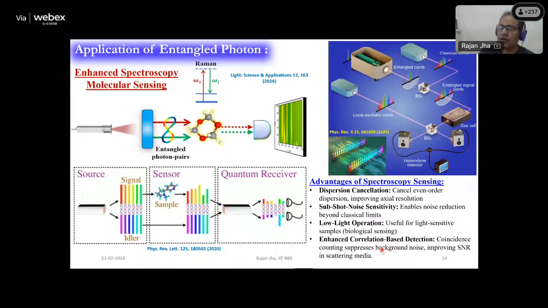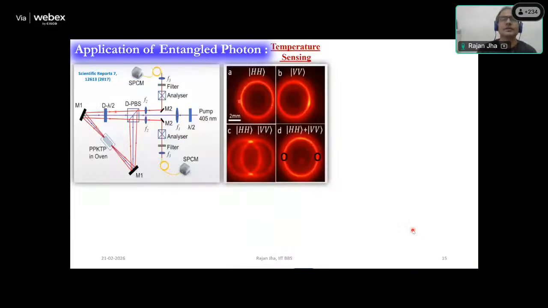It suppresses the background noise and therefore improves the signal to noise ratio in scattering media. So you can work with scattering media, you can work with low noise systems. It suppresses the noise. You can work with very low intensity. Therefore, these are advantageous for biological systems, and so on and so forth. So in all three cases of sensing that I have discussed with you, you can see that all have common advantages. These show the common advantages.